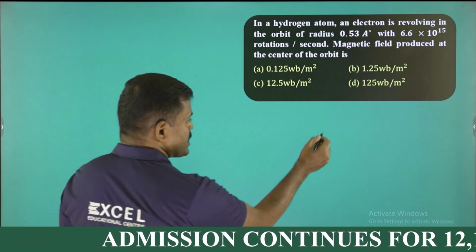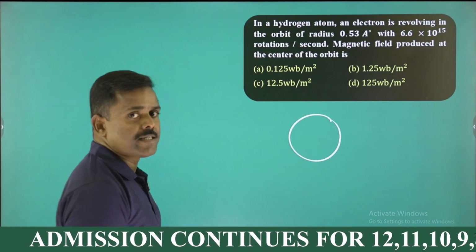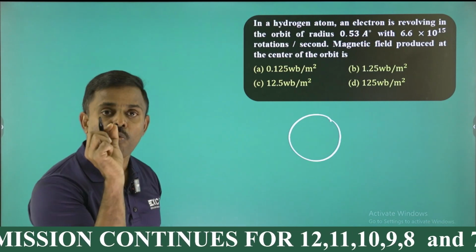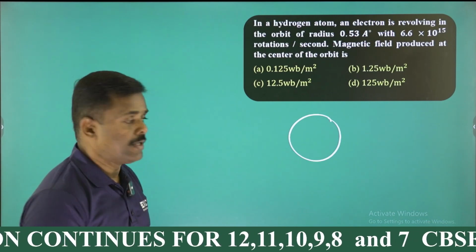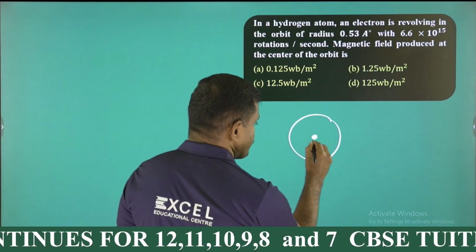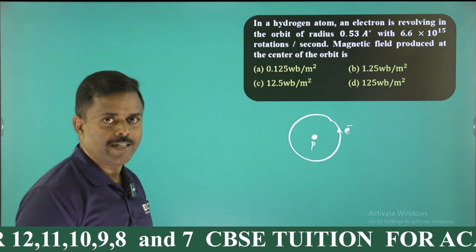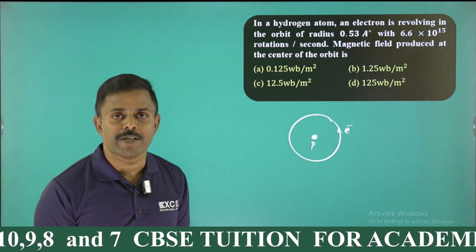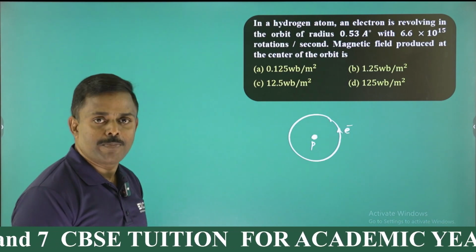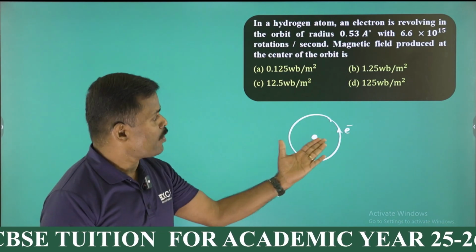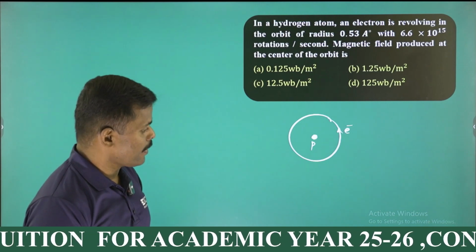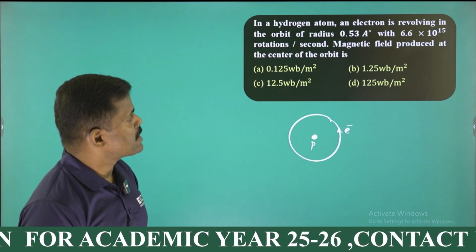Hydrogen atom is the simplest atom with 1 proton and 1 electron. 1 proton at the center and 1 electron. No neutron, right? It has 1 proton at the center and 1 electron revolving around it. Okay, the magnetic field produced at the center is.